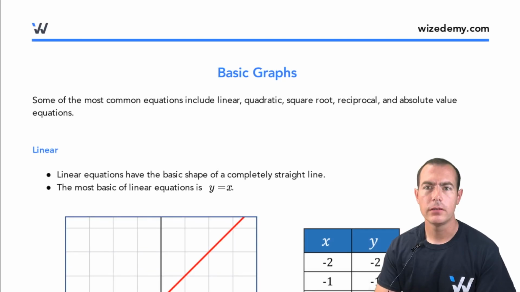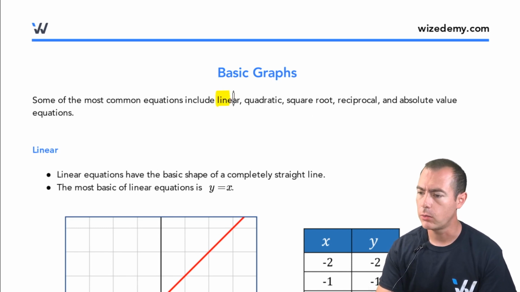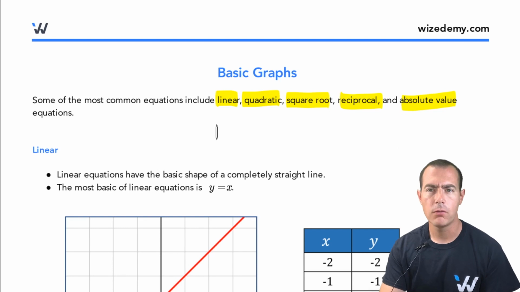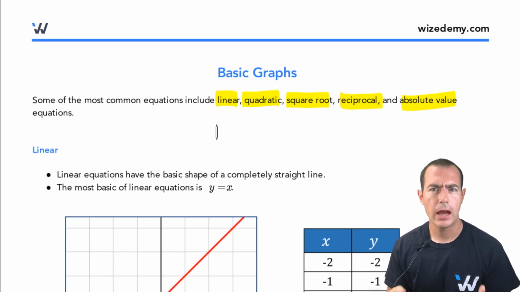In this video, we're going to take a look at some of the most common families of equations found in all of mathematics. The specific equations that we're going to look at are the linear equations, quadratic equations, square root equations, reciprocals, and absolute value equations. Now for each of these, we'll look at a basic representative, or one of the most basic equations you could have from that family, as well as look at its graph and table of values so we get a better sense of how all of these work.